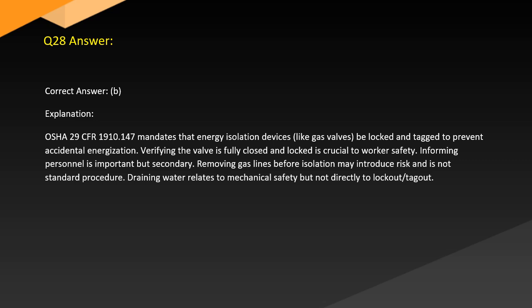Answer. Correct answer: B. Explanation. OSHA 29 CFR 1910.147 mandates that energy isolation devices like gas valves be locked and tagged to prevent accidental energization. Verifying the valve is fully closed and locked is crucial to worker safety. Informing personnel is important but secondary. Removing gas lines before isolation may introduce risk and is not standard procedure. Draining relates to mechanical safety but not directly to lockout-tagout.